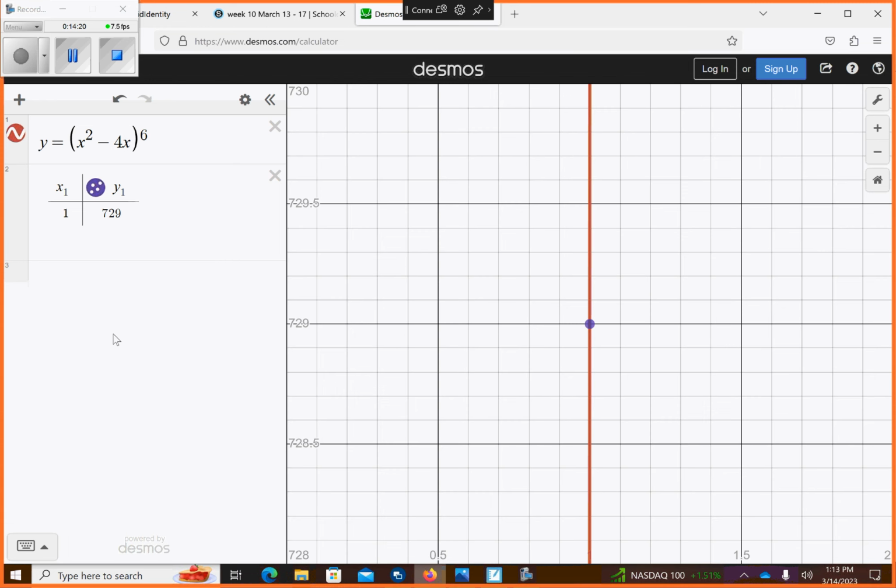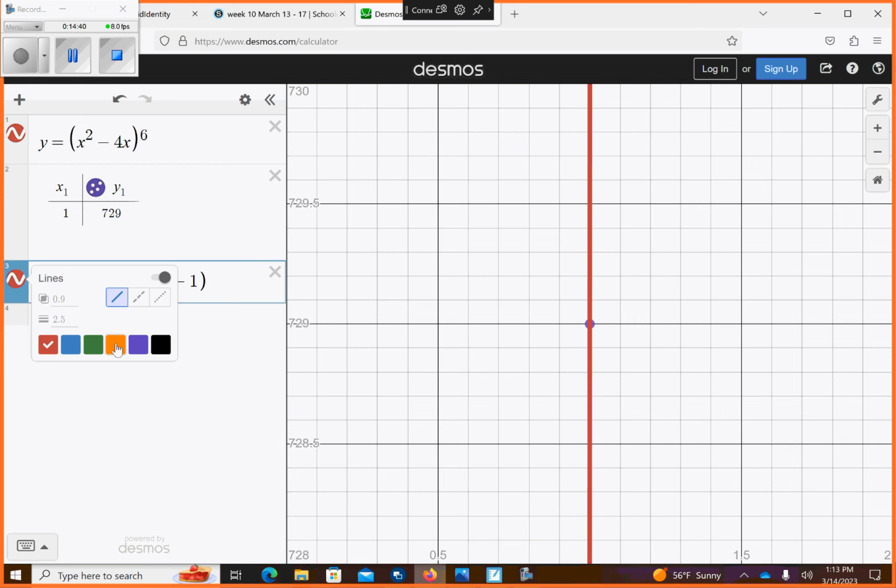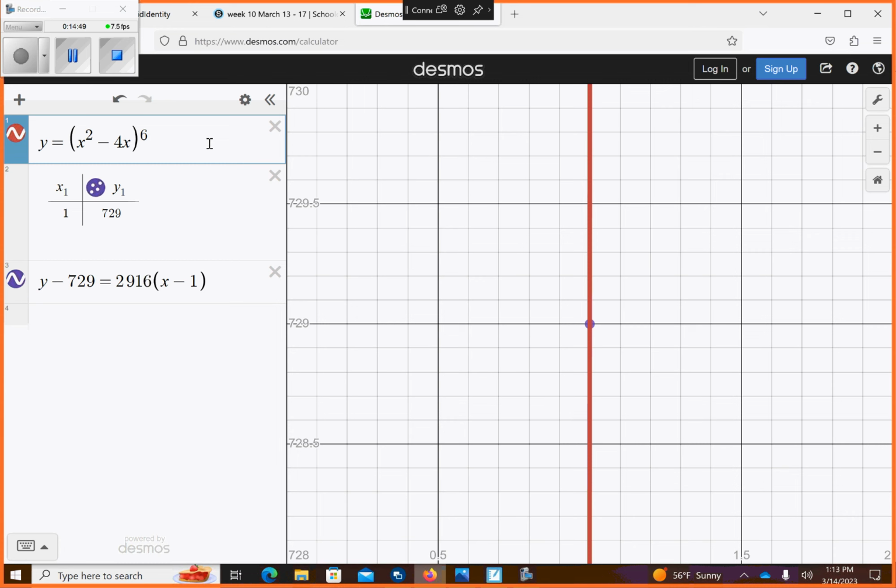Okay. And then I'm going to graph y minus 729 equals 2916 times (x minus 1). And I'm going to change this color. Okay, so here's the hard thing. That appears to be the exact same as that. But why is it so close?